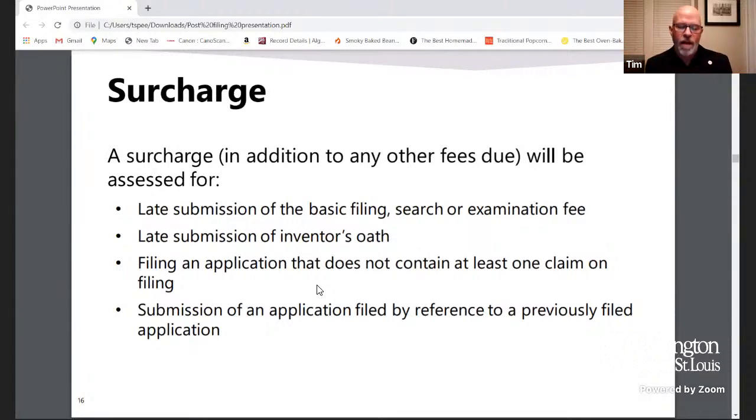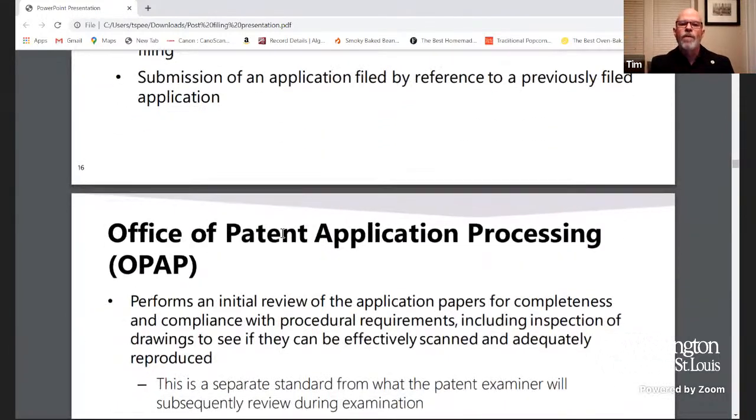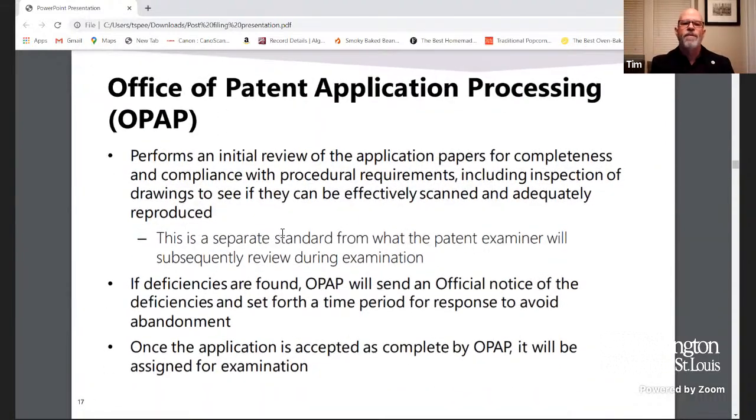We have a part of the office that looks at the applications initially, the Office of Patent Application Processing, OPAP, and I'm going to get to the acronym here in a minute. They look at what we call the formal requirements for filing the application. You need to have this, you need to have that, you need to have an oath. If you don't have all those things, they'll send you what we call a notice to file missing parts, and then we'll charge you an extra fee, but you'll have time to file that.